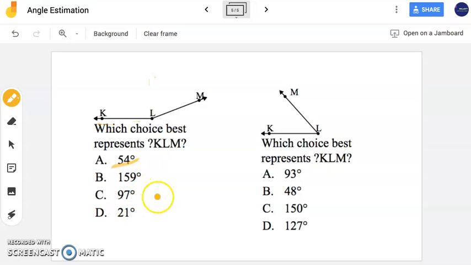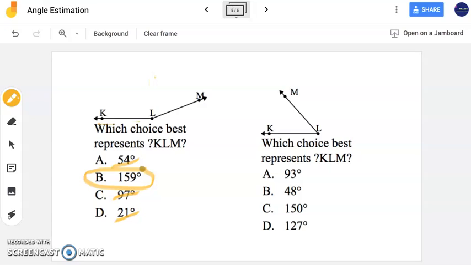Let's check out 97 degrees. However, 97 degrees means my angle would be pretty close to looking like an L. And here I think this is a little bit bigger. So I don't think 97 is a great guess. And 21 degrees, that would mean it has to be an acute angle, which clearly we don't have here. So 159 degrees is my best estimate here for this angle measurement.